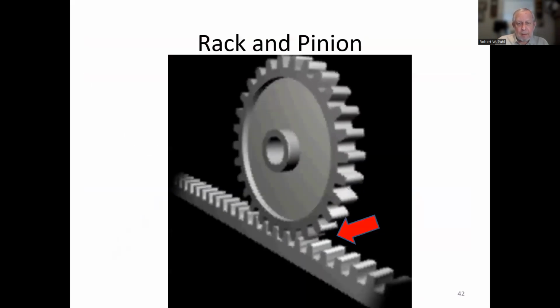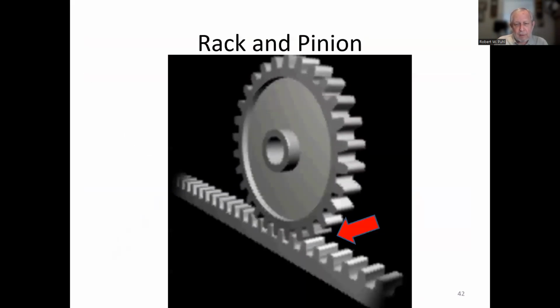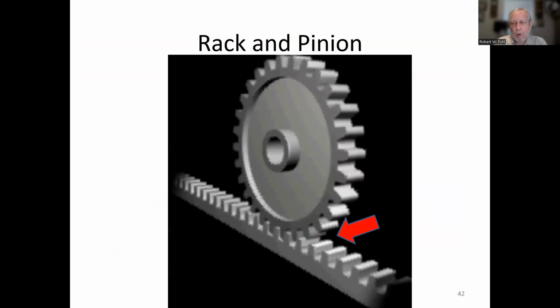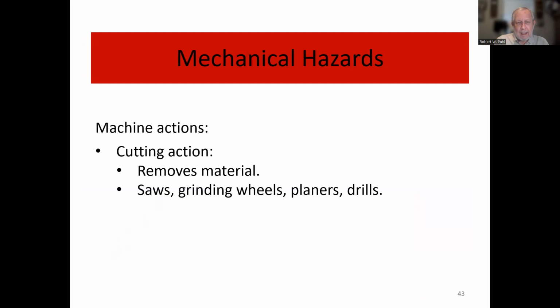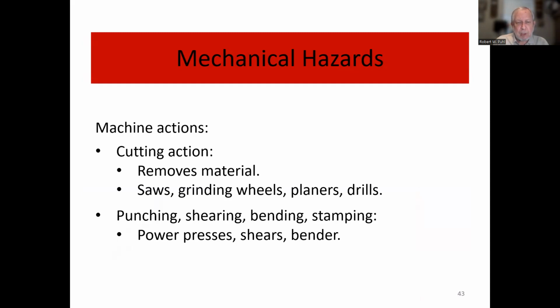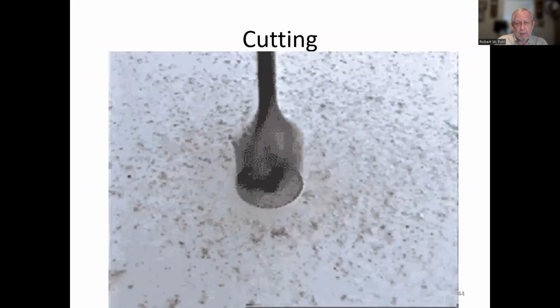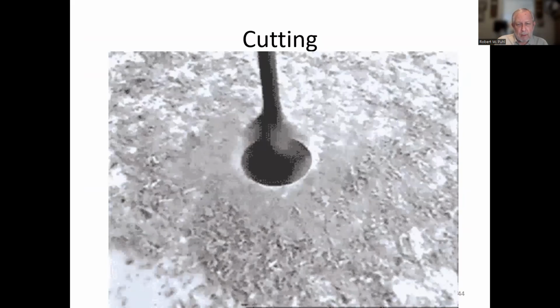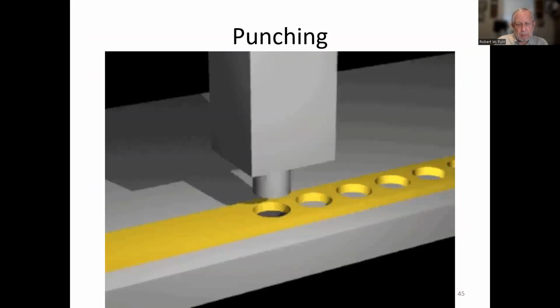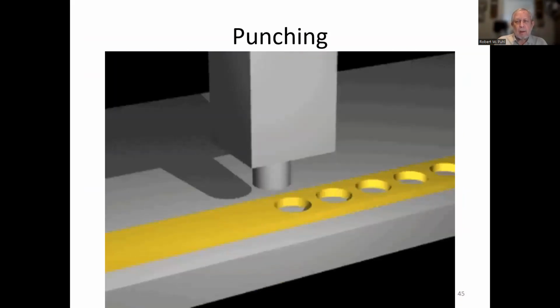Rack and pinion. You've heard that most of the time in cars, rack and pinion steering. Cutting action removes materials: saws, grinding wheels, planers, drills, punching, shearing, bending, stamping, power presses, shears, benders, usually in metalworking is where they're commonly found. Cutting, that's the whole saw there.